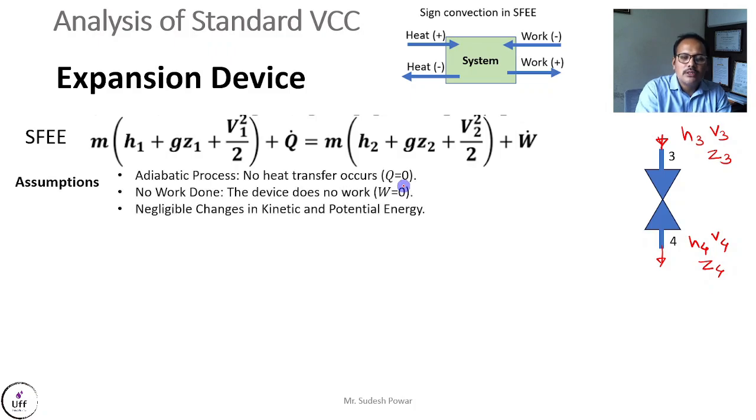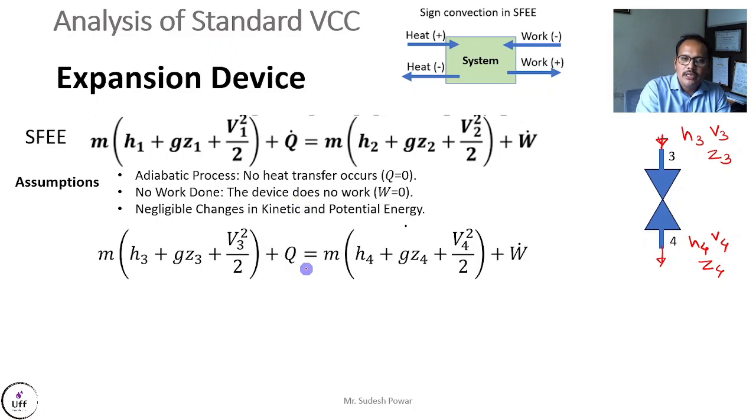So assumptions in the expansion devices are: first one is it is an adiabatic process, so no heat transfer occurs. Second, no work done by the expansion device, nor we are getting any work from the expansion device. Third, there is a negligible change in kinetic and potential energy. So if I apply this steady flow energy equation for the expansion, it will look like this.